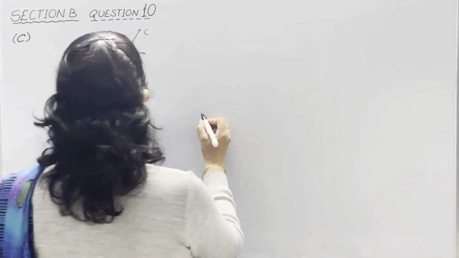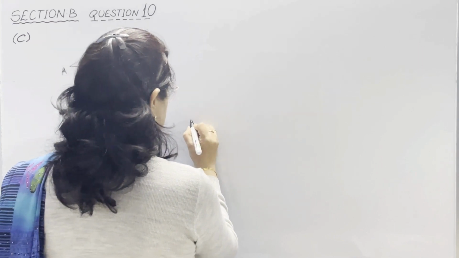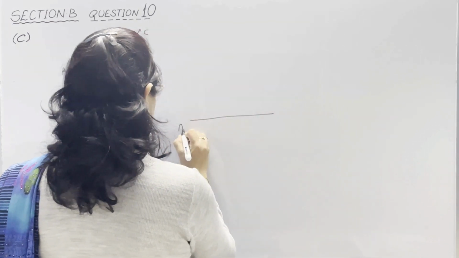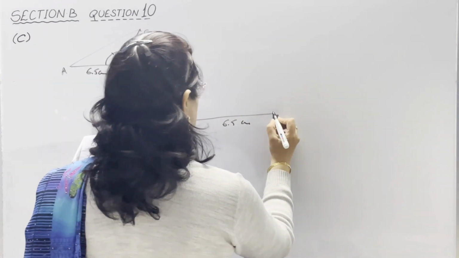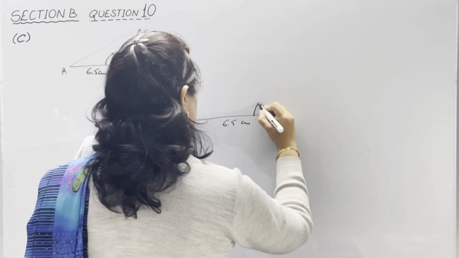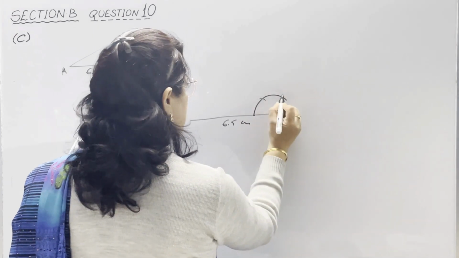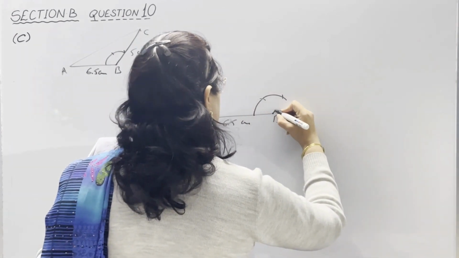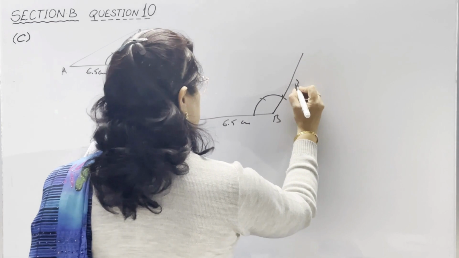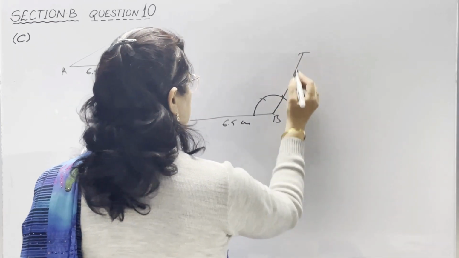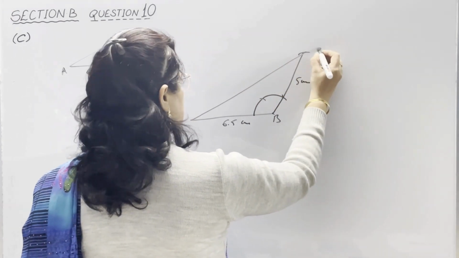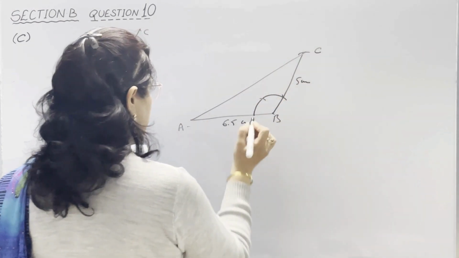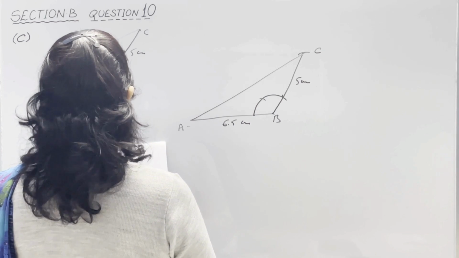So now first draw side AB as 6.5 centimeter. Then on B, mark an arc. Then this is the angle of 120 degrees. This is 5 centimeter. Cut an arc and then join. This is our ABC. This is the required triangle with angle 120 degrees.